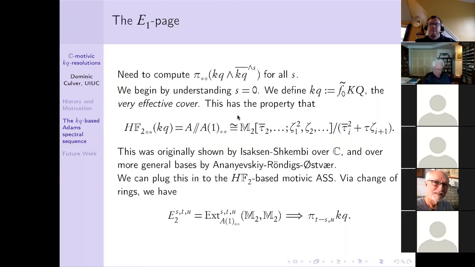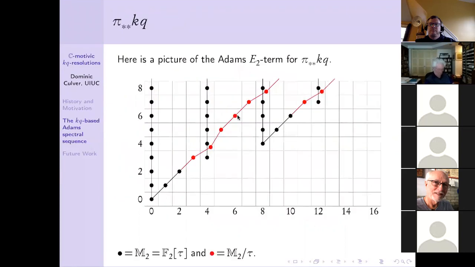So let me show you a picture of what the E2 term looks like. So this is a picture of the E2 term. So a black dot just denotes an M2, which remember is F2 adjoin tau. And then a red dot denotes an M2 mod tau. So that's just a fancy way of saying an F2, but I'm trying to emphasize that on a red dot, if you give me the generator of a red dot, then tau on that generator is 0.